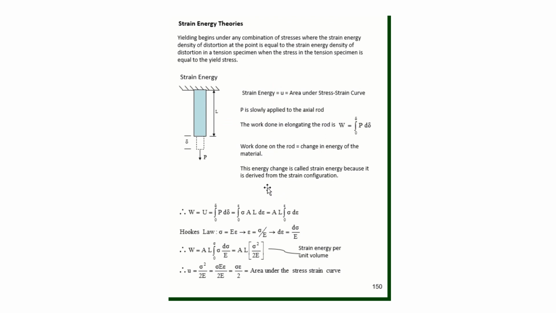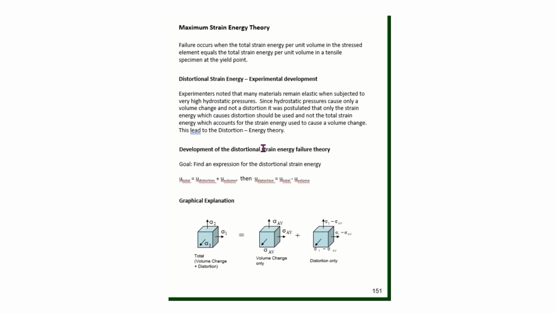We then talked about distortional energy, and we decided that the distortional energy failure theory is based on the energy caused to distort the element. We recall the discussion where researchers found that by putting the member in hydrostatic pressure, where the pressure was equal in all directions, that caused a volume change, but it did not cause a failure.